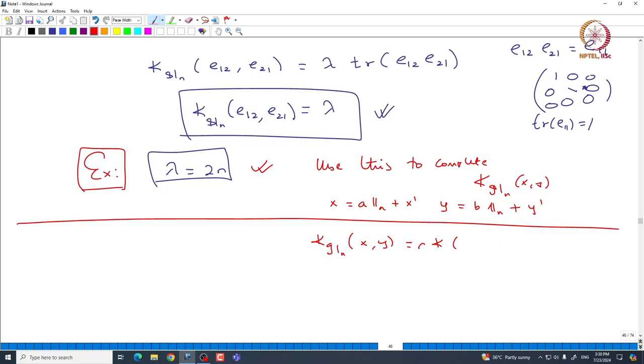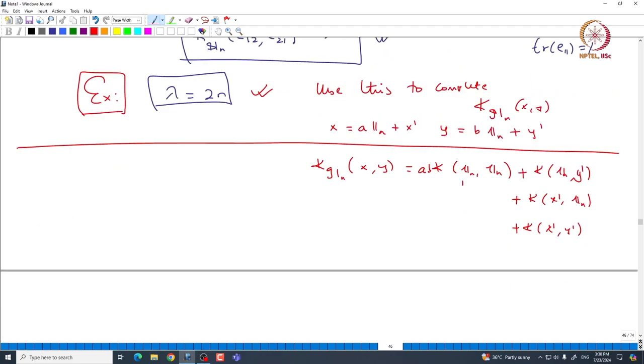AB will come out, kappa of identity, identity, plus kappa of identity comma y dash, plus kappa of x dash, identity, plus kappa of x dash, y dash. So you can now compute what it is. Because if you think about it, we are only looking at the adjoint maps. So ad of this n by n identity matrix will be 0. So ad of the identity is 0. That is why all the computation will become elementary. This is something I will leave it to you to check.